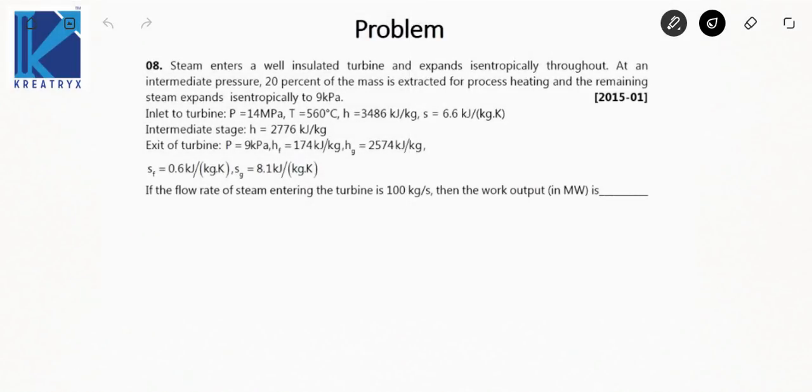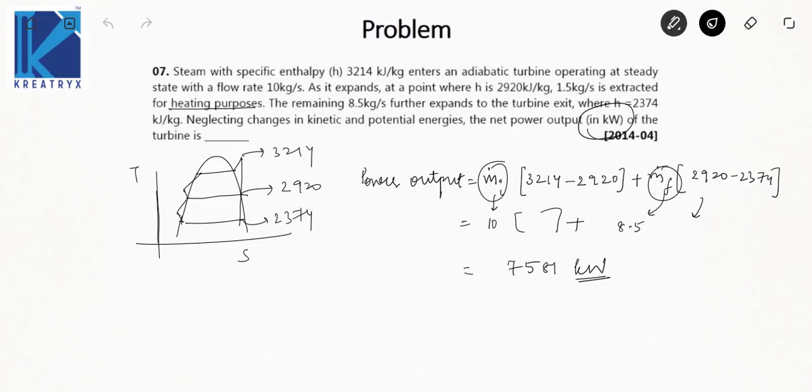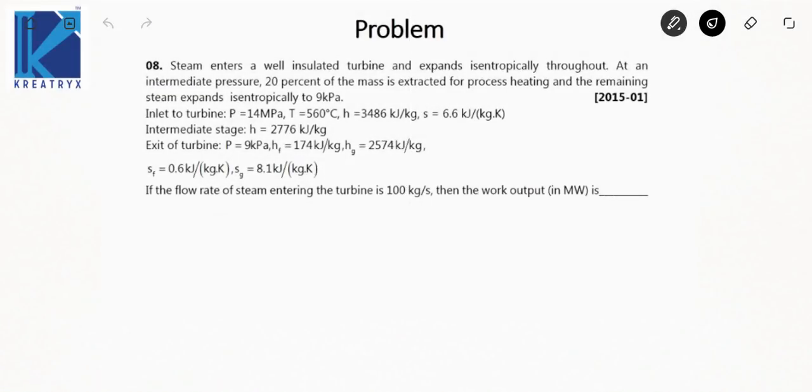As I mentioned, TS diagram. Yes. Okay, so the next question is, steam enters a well insulated turbine and expands isentropically throughout. At an intermediate pressure, 20% of the mass is extracted for process heating. Okay, again a problem of regeneration, and the remaining steam expands isentropically to 9 kilopascal.